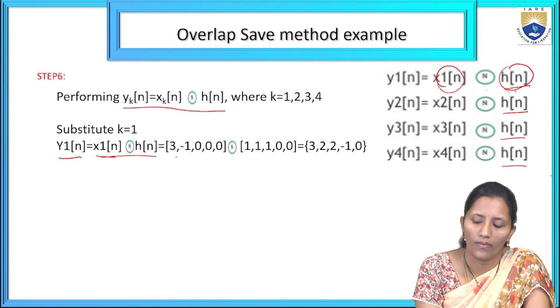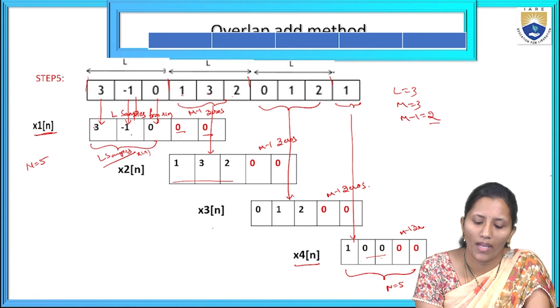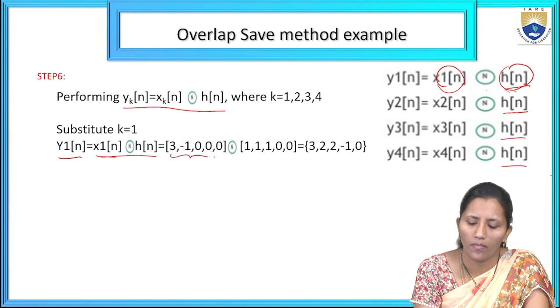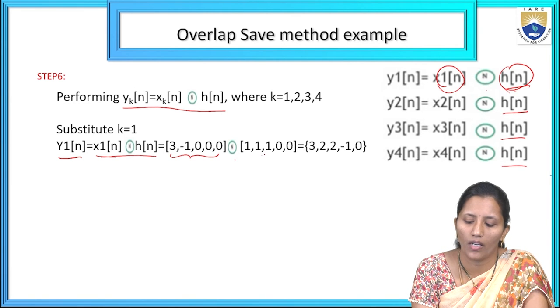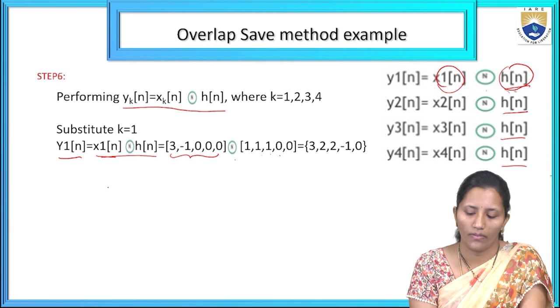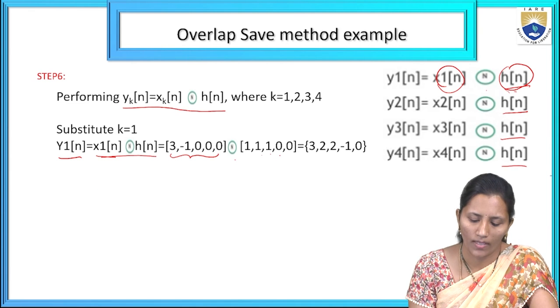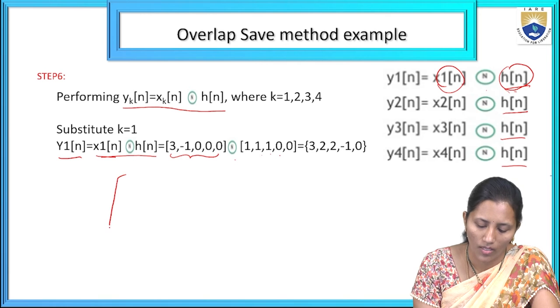So here x1 of n, what we got here? 3, minus 1, 0, 0, 0. Write down that one. 3, minus 1, 0, 0, 0 circularly convolved with h of n, which is 1, 1, 1 after adding L minus 1 zeros, 0, 0. So here we have different methods for circular convolution, like the concentric circle method and the matrix method. Here we are going to use the matrix method.